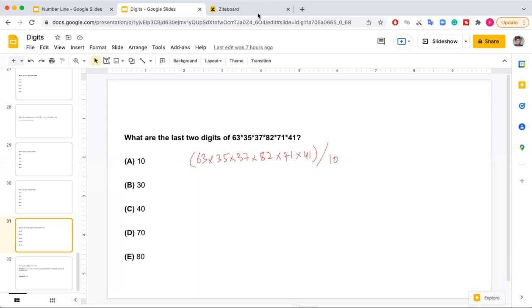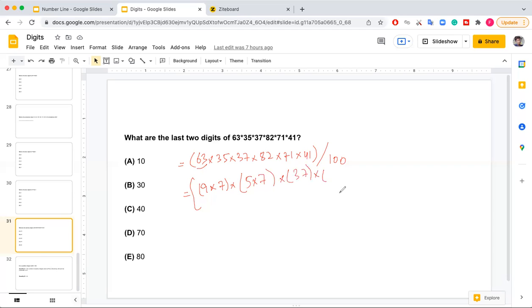Okay, so the point is, first, just simplify this. What is 63? Just quickly tell me the prime factorization of 63. 3 into 3 into 7, that is 9 into 7. And what is 35? 5 into 7. Just keep 37 intact for the time being.